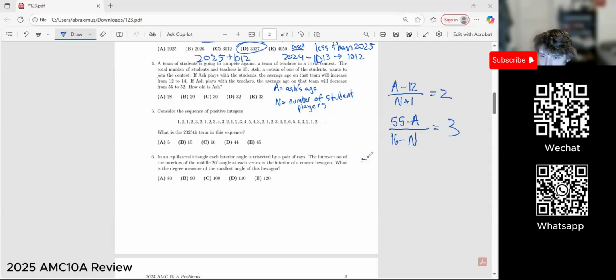So let's rearrange these equations. We have A minus 12 is equal to 2n plus 2. And then we have 55 minus A is equal to 48 minus 3n. If we add these equations together, we get 47 is equal to 50 minus n. Pardon me, not 47, 37.